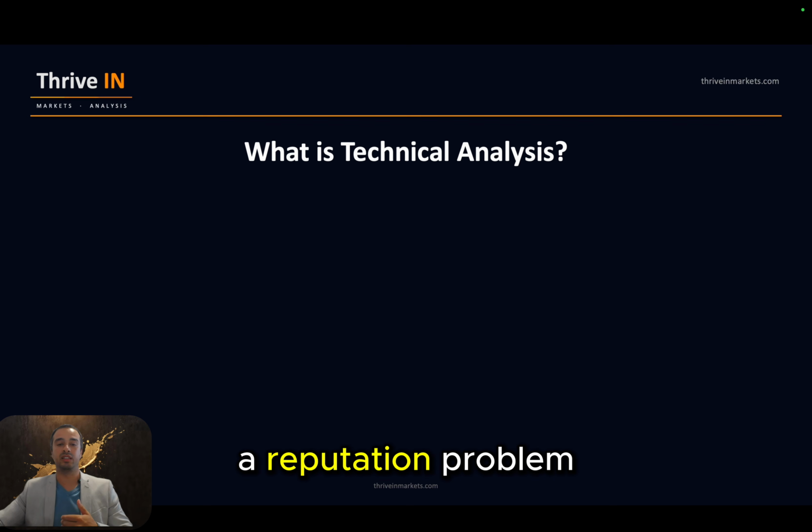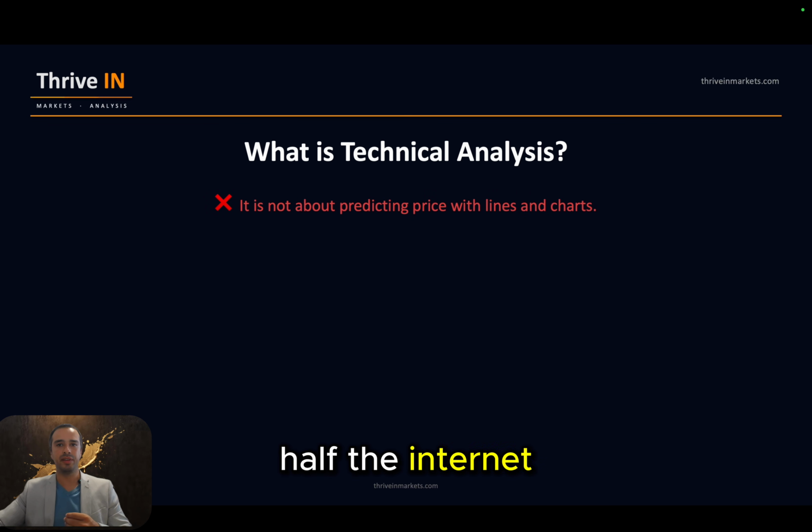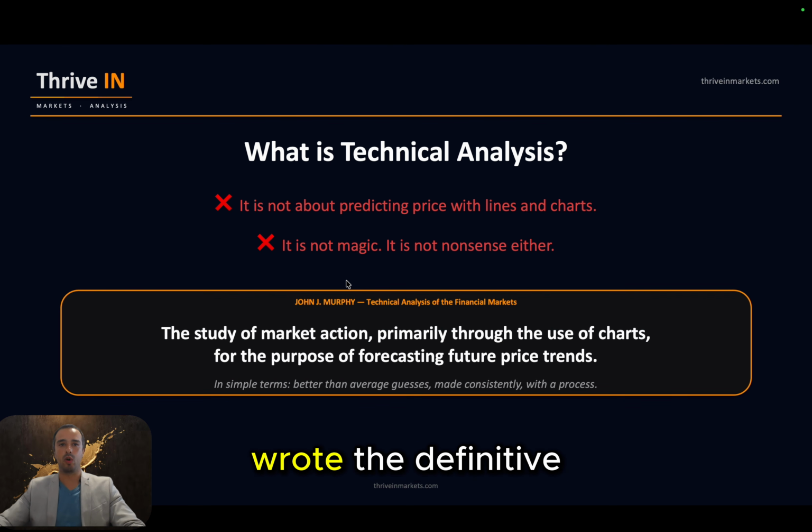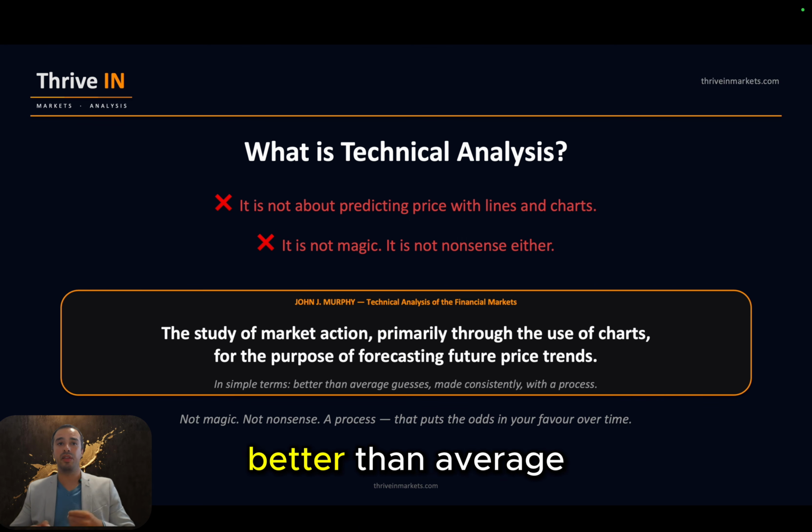Technical analysis has a reputation problem. Half the internet treats it like magic. Draw a few lines and price follows. The other half calls it complete nonsense. Both are wrong. John Murphy, who wrote the definitive book on TA, defines it as the study of market action primarily through the use of charts for the purpose of forecasting future price trends. In plain English, better than average guesses made consistently with a process, not predictions.